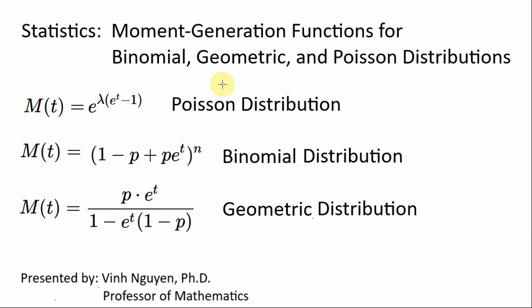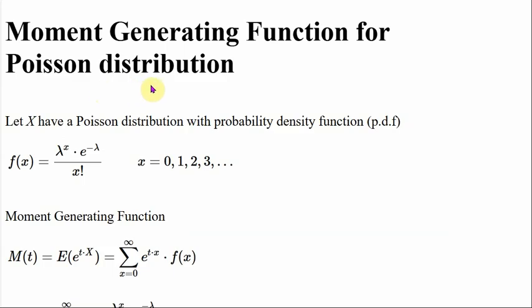In this video, I want to show the moment generating functions for the binomial, geometric, and the Poisson distributions. And here are the moment generating functions. And then we can use the moment generating functions to find the expected value and also the variance. And so first, let's look at the moment generating function for the Poisson distribution.